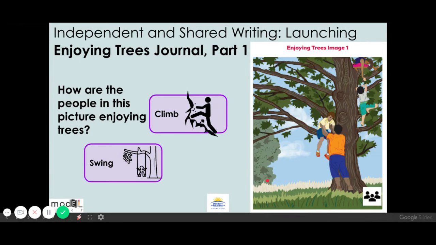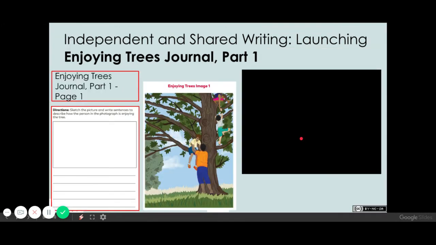We can see that the people are climbing the tree at the top. We see someone all the way up here. We see someone climbing here. They might be swinging from the branches. It looks like there is a dad or an adult helping this child climb up into the tree or get down.